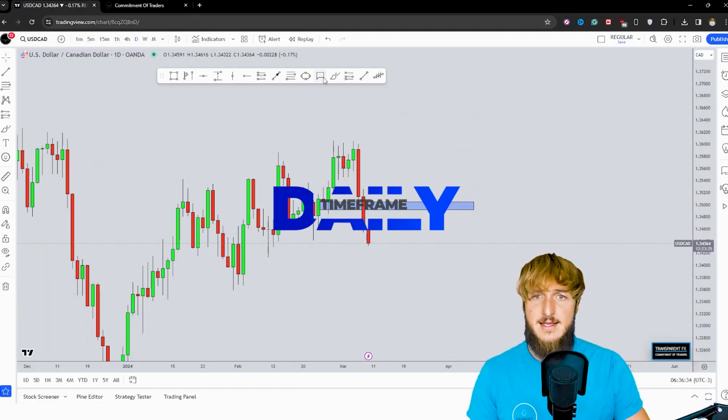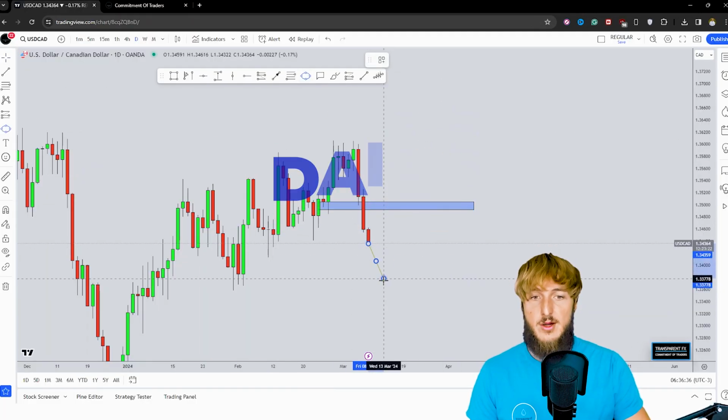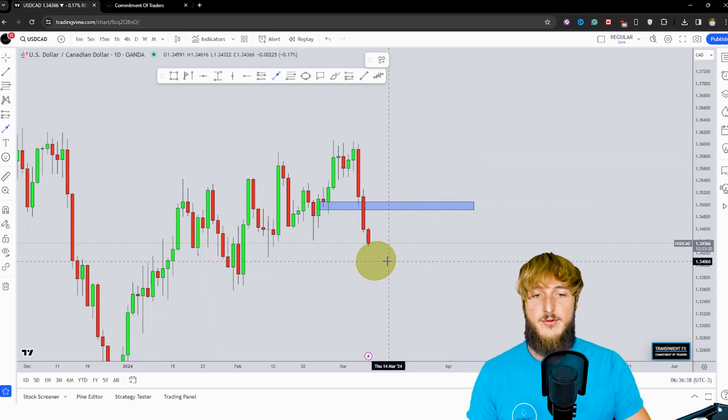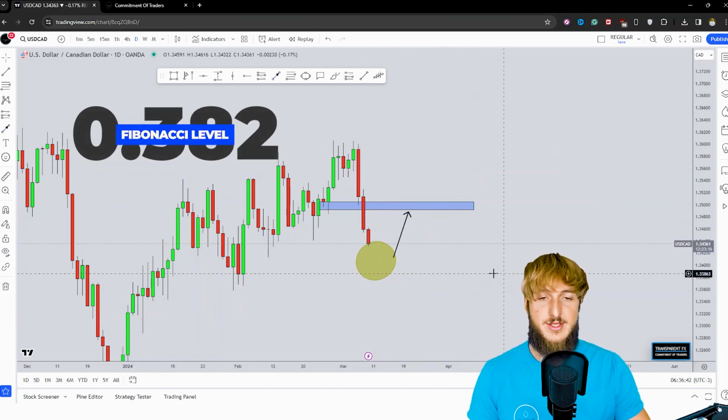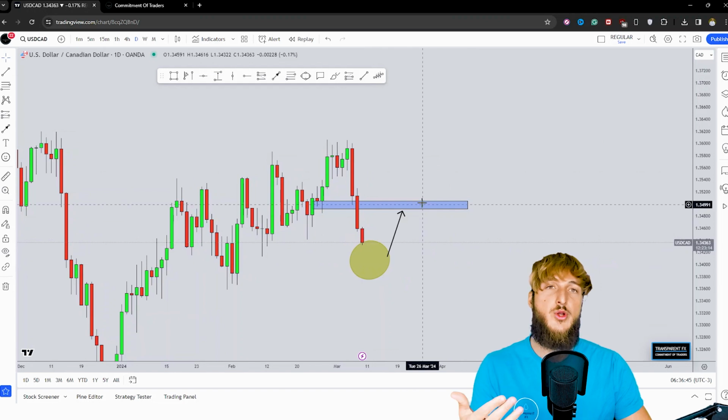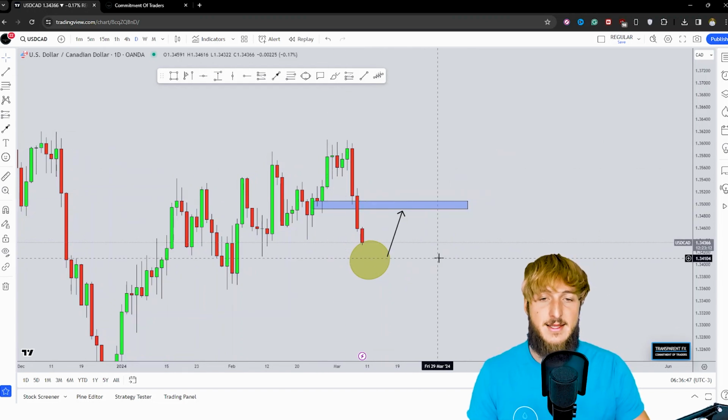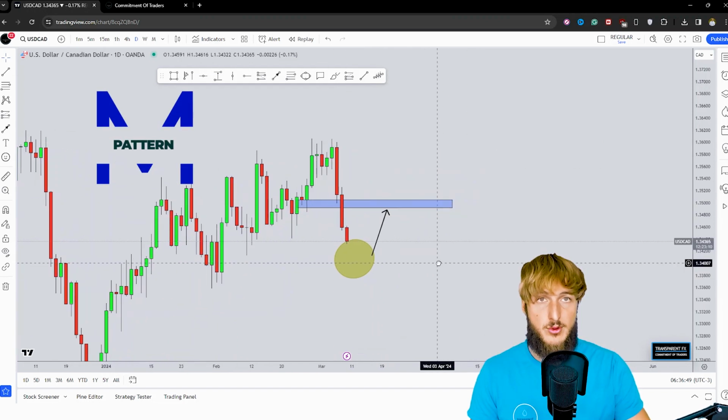So in this case, there is definitely the possibility for this potential push higher and for this short-term correction to the 0.382 of the Fibonacci taken on this daily impulse leg, which at that point would complete this overextended M pattern here from a daily standpoint.